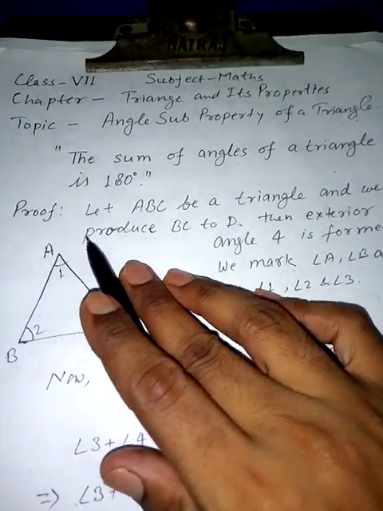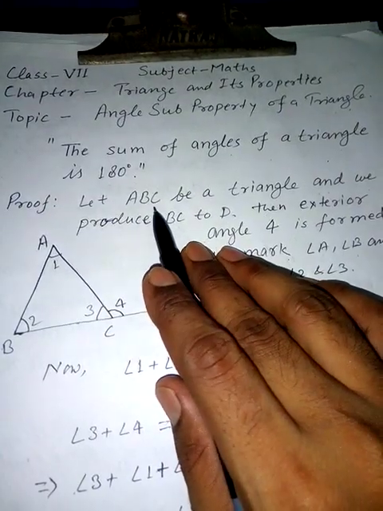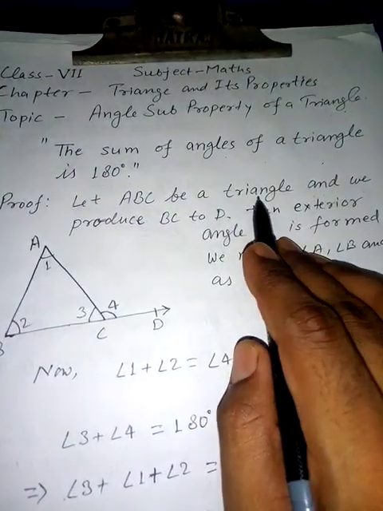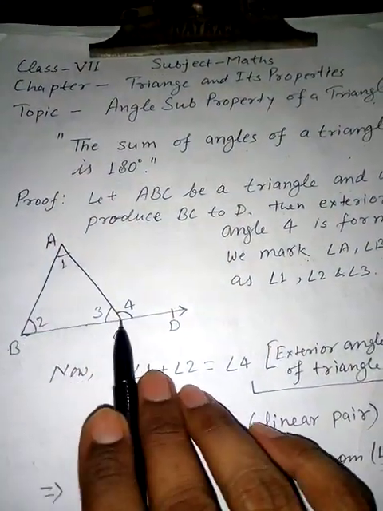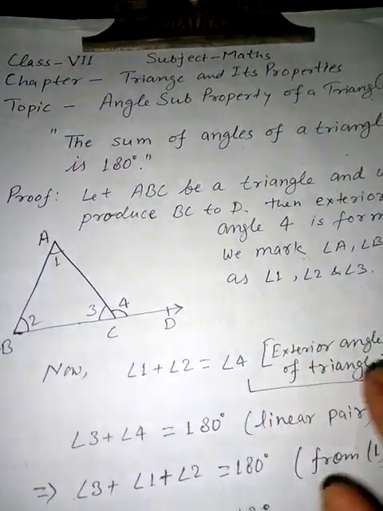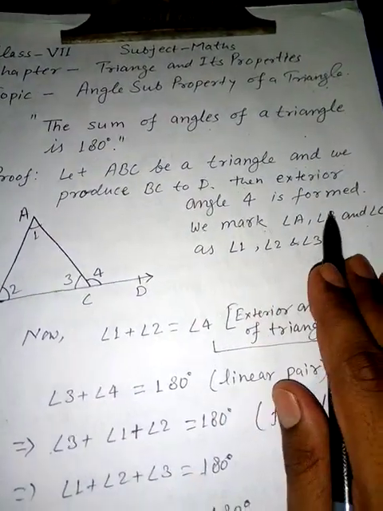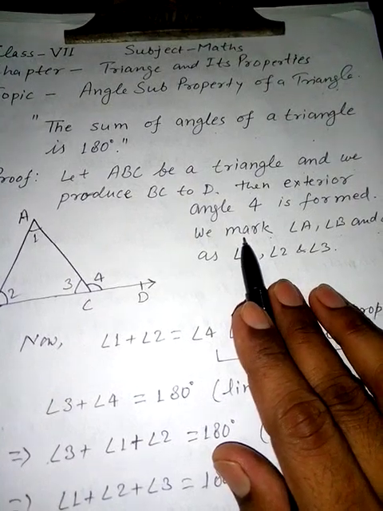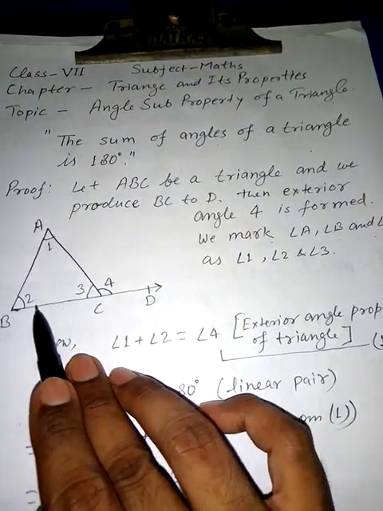And now for its proof, let us consider triangle ABC be a triangle, and we produce BC to D. Then exterior angle 4 is formed. We mark angle A, angle B and angle C as angle 1, angle 2 and angle 3.